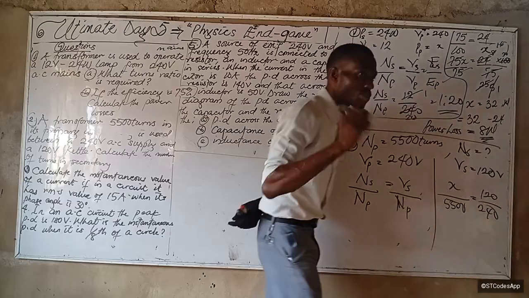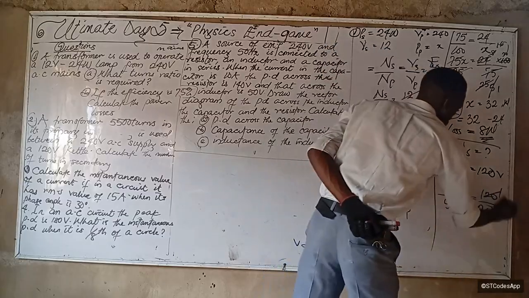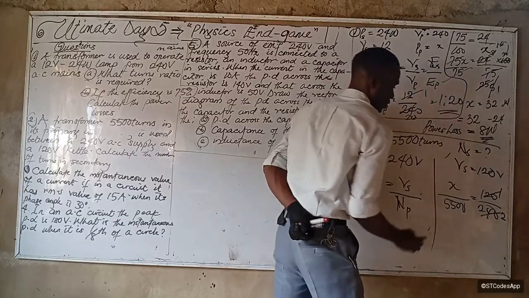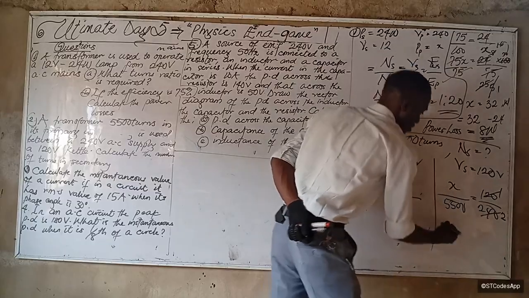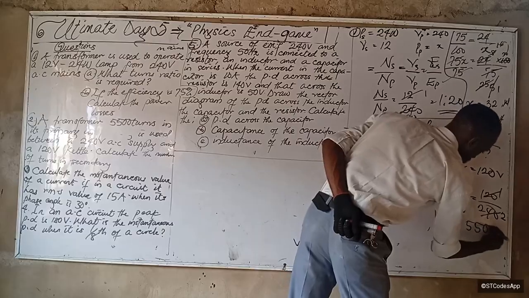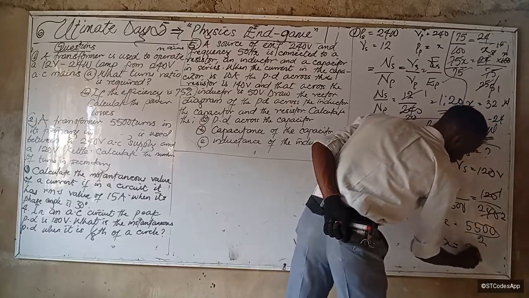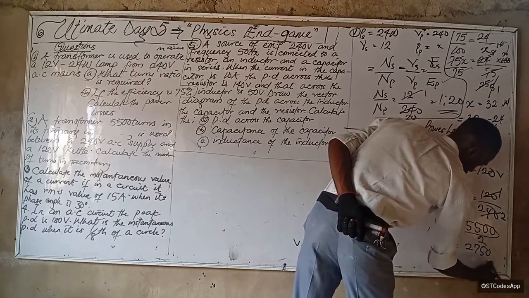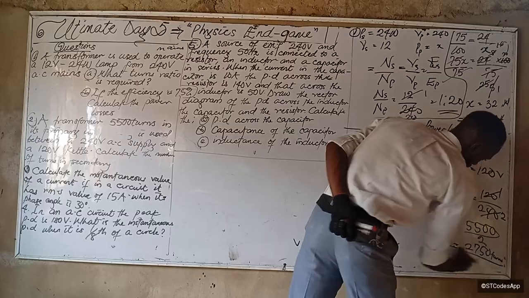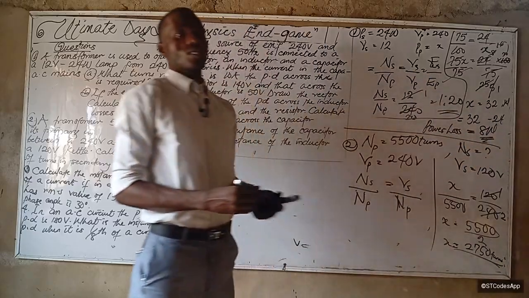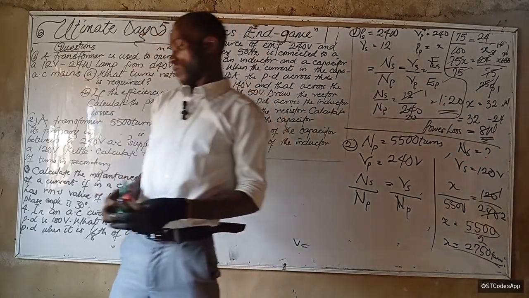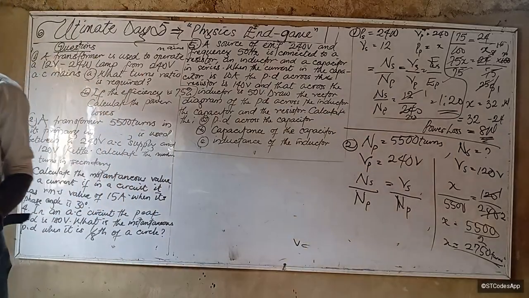Always make sure that you write your parameters down. Here 1, here 2. So we just use 2 to divide this. So x is equal to 5500 over 2, which equals 2750 turns. Is it clear? Okay. Who has solved number 3?